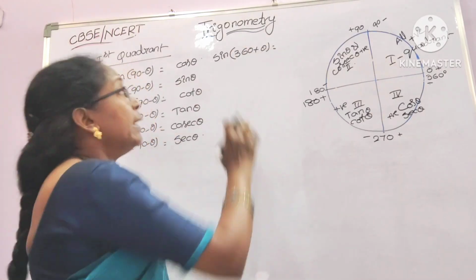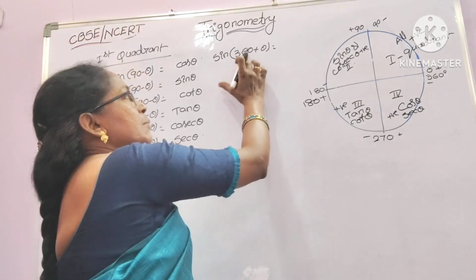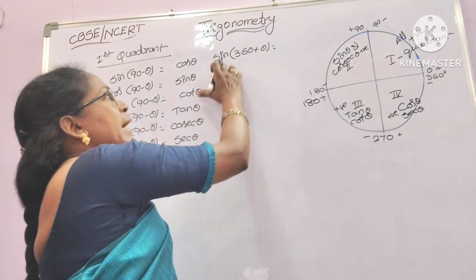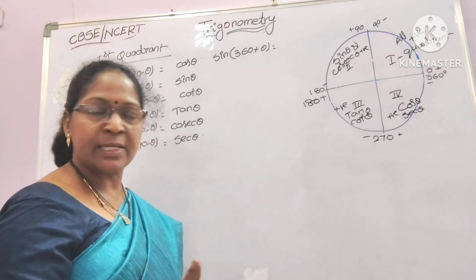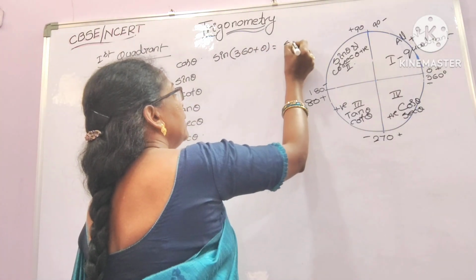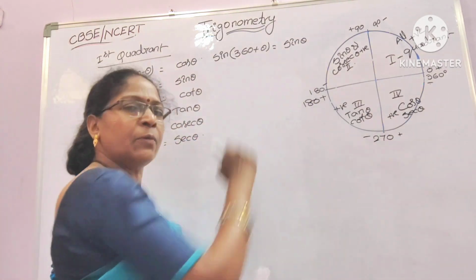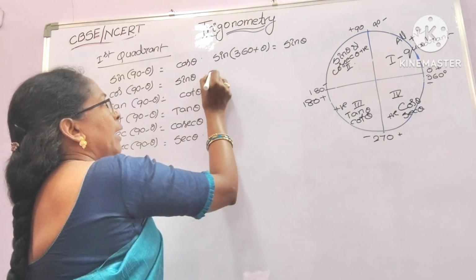First point is okay. Next, when 360 or 180 comes, the function means sine only; it won't change. As it is, the function you have to write down. So sin theta only. All are positive. So positive sine becomes sine only. It won't change.